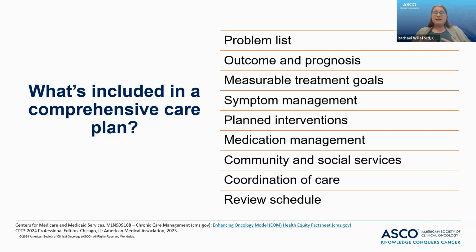Items like a problem list, their treatment goals, what is the anticipated outcome and prognosis? What are we managing? Are the symptoms being managed, medication being managed? What community and social services are needed for this patient? Who's coordinating the care and what care is involved? How often are we reviewing this? In addition to these outlined items, the Institute of Medicine has a more detailed 13-point care plan that is used by some care models as a reference.